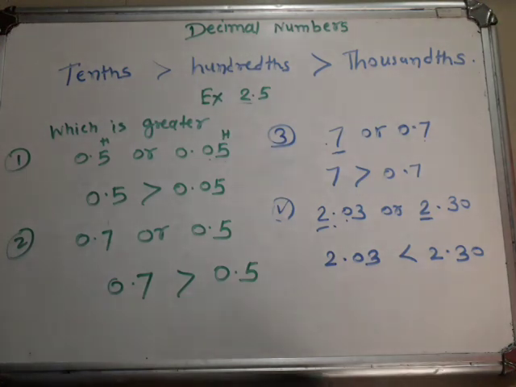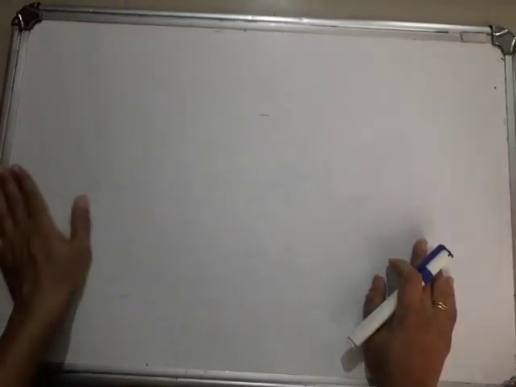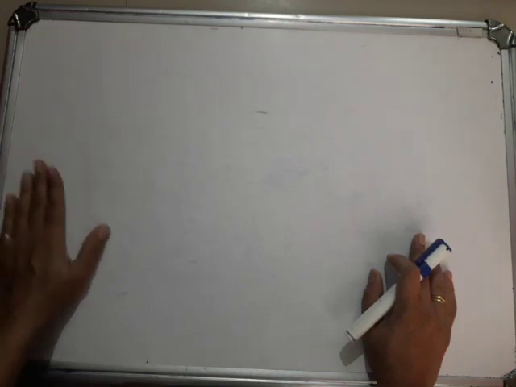Now see, question number 2, okay, we will see question number 2 in the next session. Okay, so today you have to write the place value chart of the decimal number, and I will give you some examples to write the number in the place value chart, and solve question number 1 from exercise 2.5 in your notebook. Thank you.